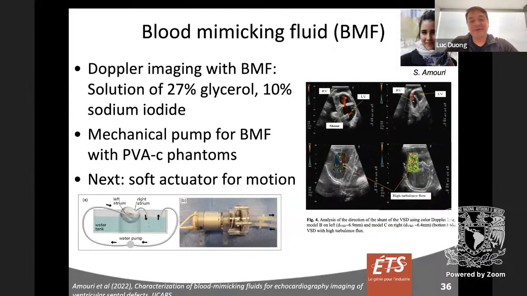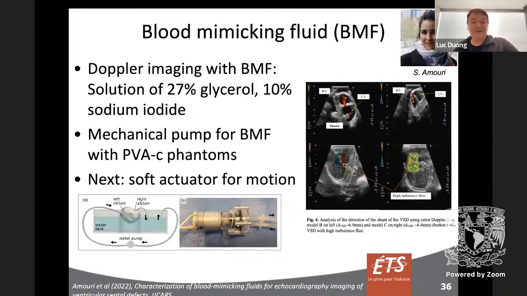Of course, once we have a phantom, it would be nice to have flow. So we decided to first build our own blood mimicking fluid. We had several recipes where we mix glycerol and sodium iodide to generate some ions inside the fluid. Before, we were using only distilled water, but the image wasn't so great. With the addition of glycerol, which replicates the viscosity of the blood, and the sodium iodide, we were able to measure using Doppler images, as you can see here. And of course, we had a mechanical pump to have blood flow inside the vessel.